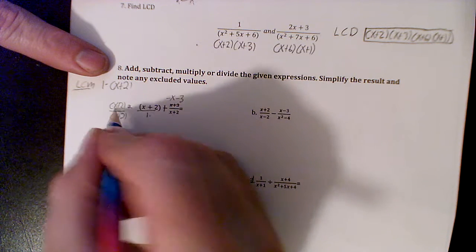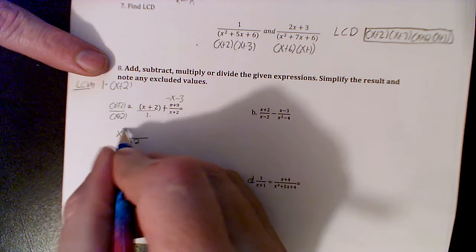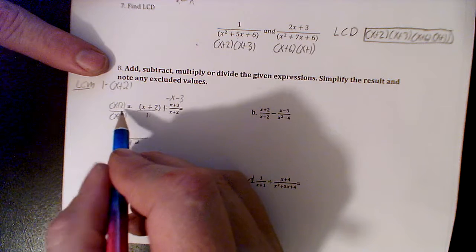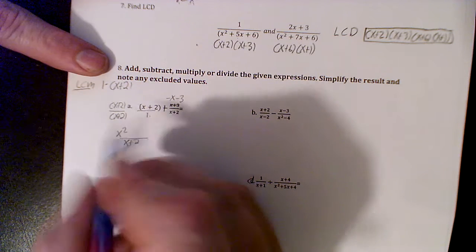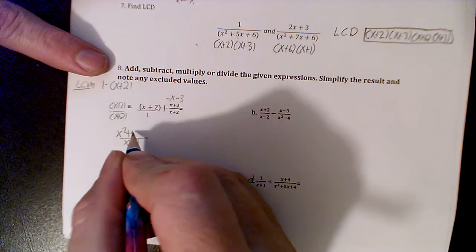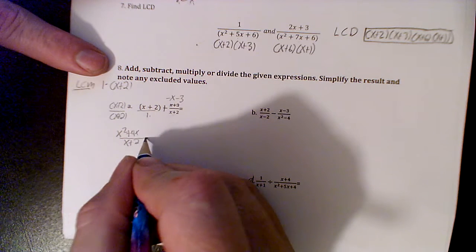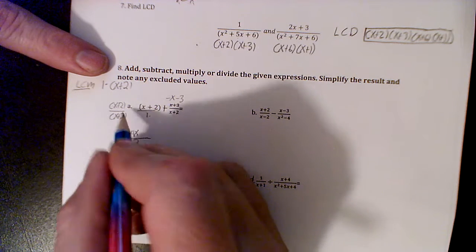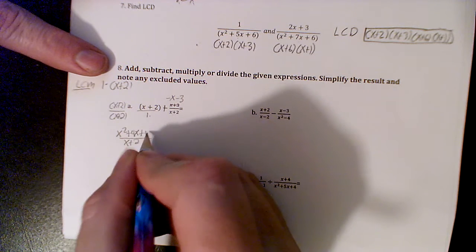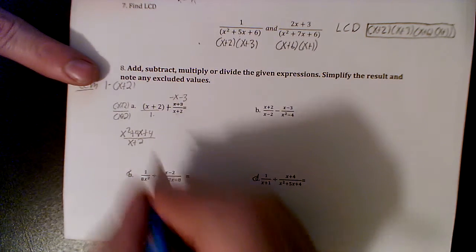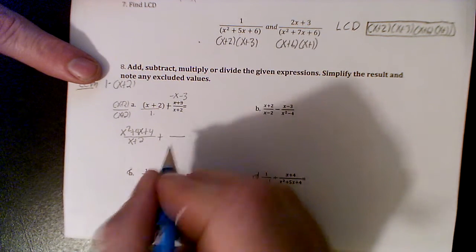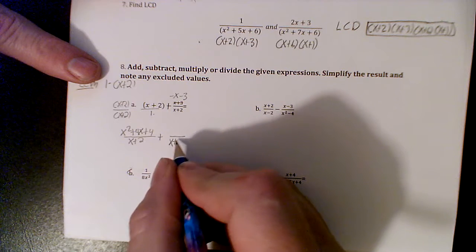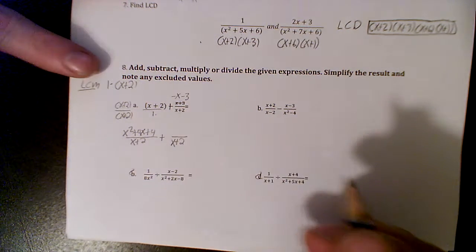Well, if I FOILed that, my first would be x squared. I'm going to do my outer and inner together. Look, my outer would be 2x, and my inner would be 2x. So I'm going to write 4x. Remember that and ask someone in your group if you don't know how I got that 4x. And then 2 times 2 is 4. Alright, and I'm going to add that to, well, this guy already has a common denominator of x plus 2, so now they have a common denominator, which allows us to add.